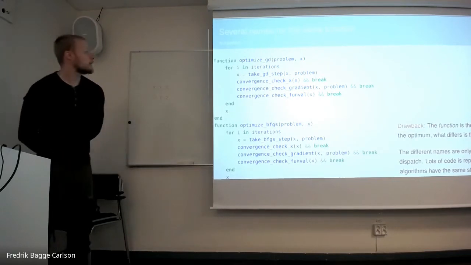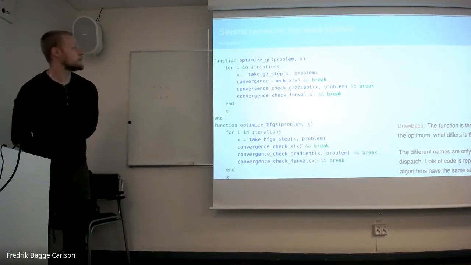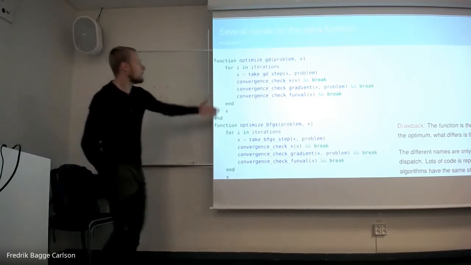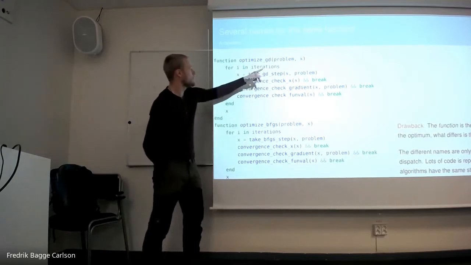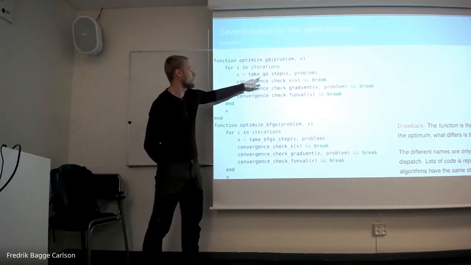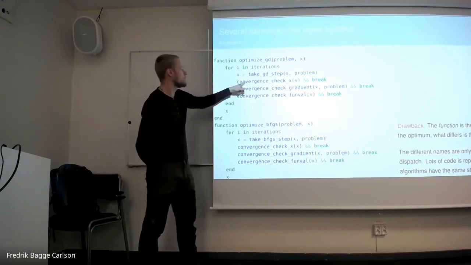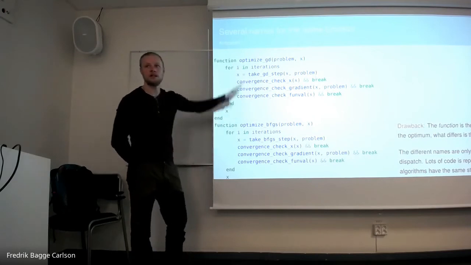Here's another anti-pattern, where we have several names for the same function. Here we say optimize gradient descent. It takes a problem and some data, and it loops, and it takes a gradient descent step. Then it checks convergence: check the gradient, check function evaluations.